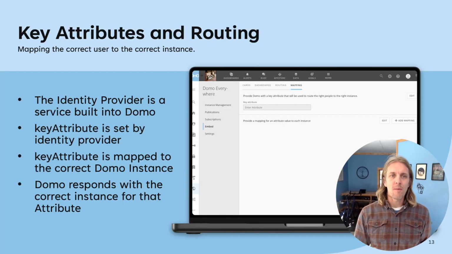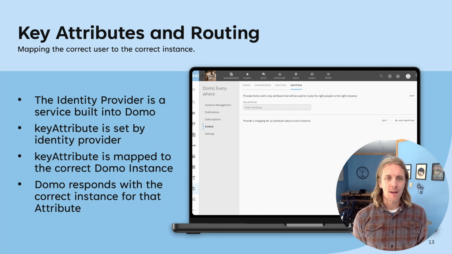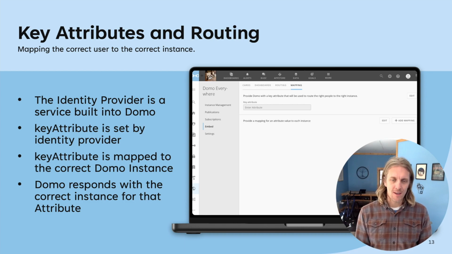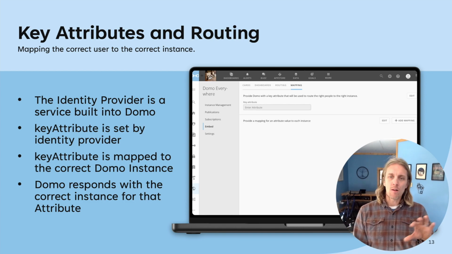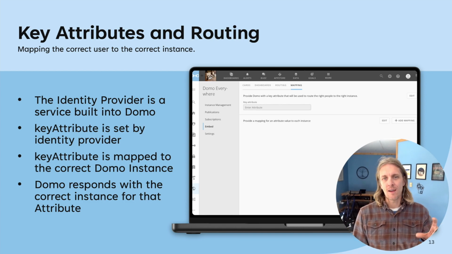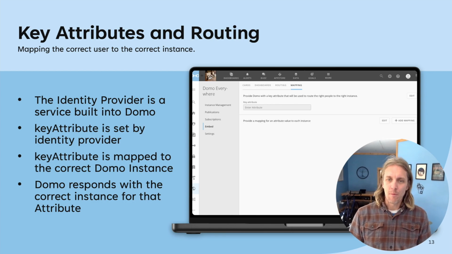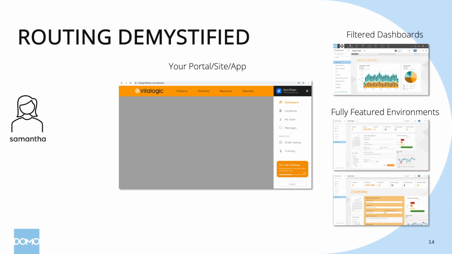First is just a reminder on the key attributes in routing. And this is the way that the identity provider knows who is authenticating, how they're authenticating, and then getting them to the right instance. It maps all of those pieces together based on the data that's added in with the user's authentication itself. I'm a very visual learner, and so we've built this where we looked at this earlier, where Samantha would log into the portal, and then Domo would understand who and where to route Samantha to.